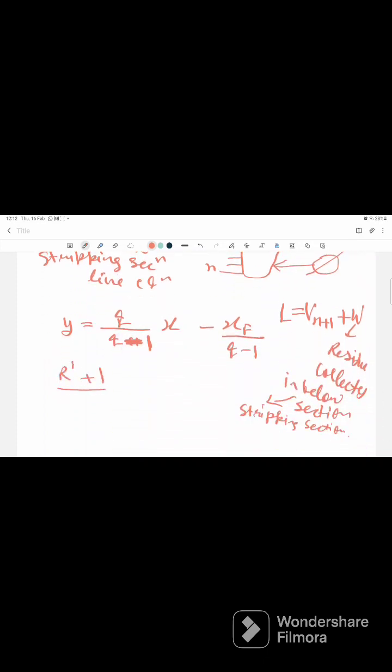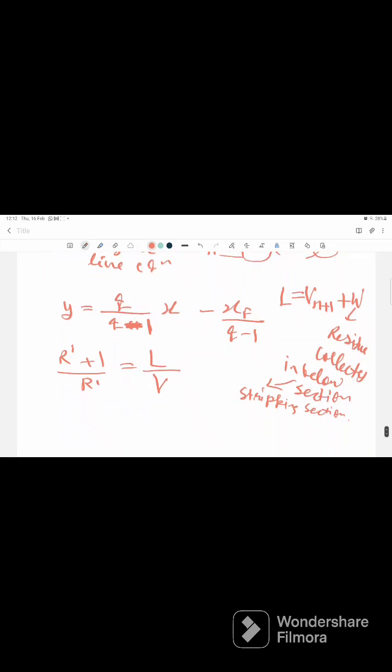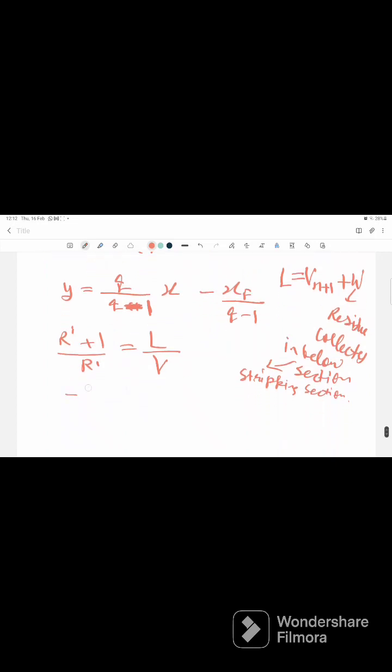R dash plus 1 by R dash is equal to L by V, and 1 by R dash is equal to W by V.